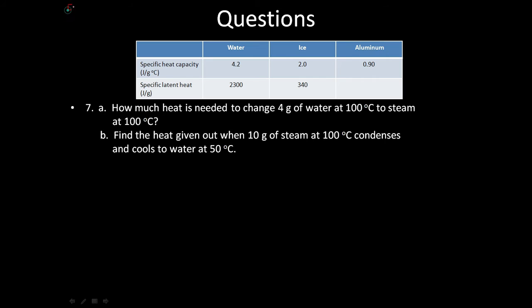We have EH equal to MCΔT. We have EH equal to MLF. EH is also equal to MLV. EH equals PT. EH equals MV squared over 2, and EH equals MGH.